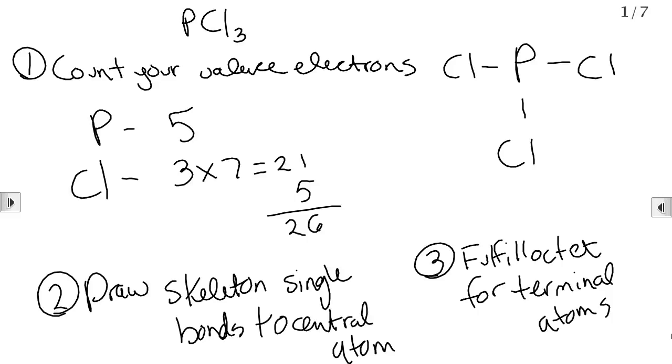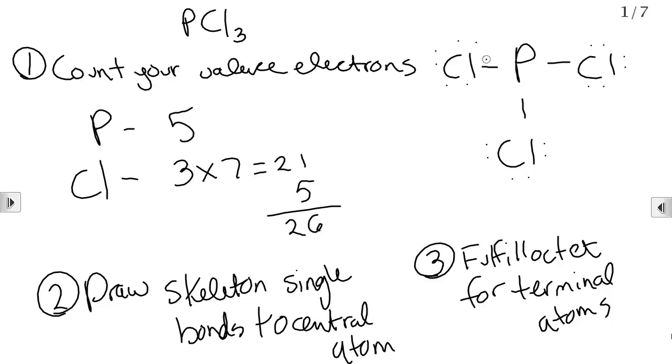Now, if this was PH3, which I don't even know what's the thing, but let's say it was, I would not draw 6 dots on every hydrogen, because hydrogen doesn't need 8 electrons to fulfill its octet. Hydrogen only needs 2, and so if this was an H right here, it would be full. That hydrogen would be full. So anyway, I'm going to fulfill the octet by placing 6 electrons on each of these.